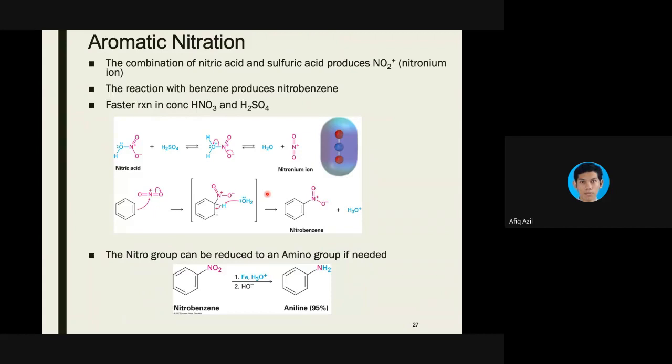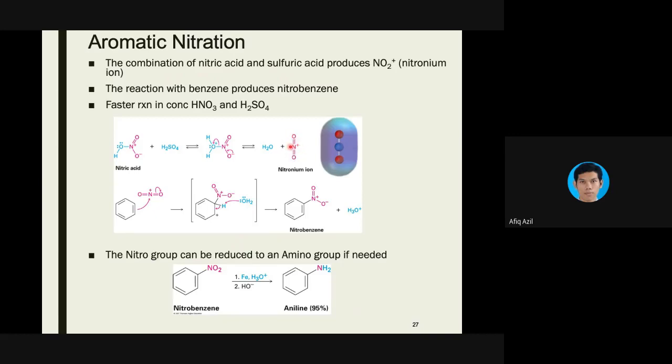Then we go to the next reaction, number 2, which is nitration. The final product that you will get is a nitrobenzene. You're going to replace one of the hydrogens with NO2. The reagent that you are using is a mixture of nitric acid and sulfuric acid. The function of this sulfuric acid is to produce this nitronium ion.